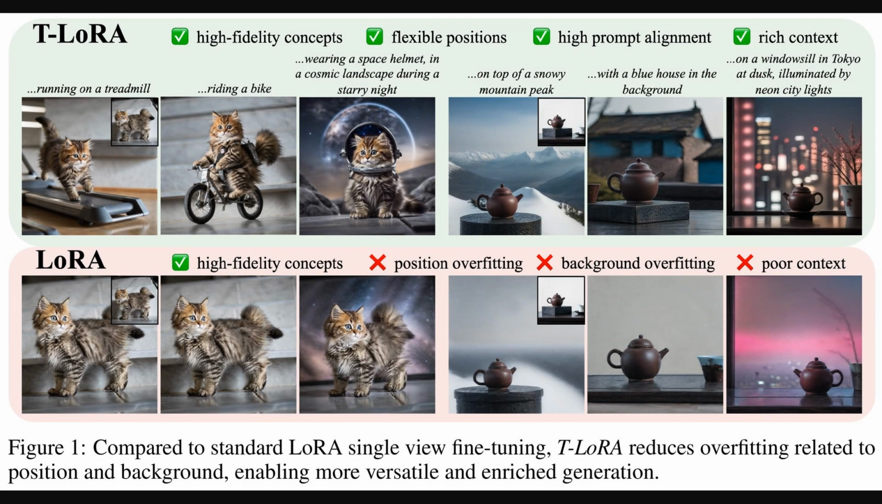Alright, and this first figure really shows the practical difference. It compares their T-LoRA method to standard LoRA. Now LoRA, which stands for low rank adaptation, is a popular technique for efficiently fine-tuning a model on a new concept, but with just one training image, standard LoRA often overfits. You can see this in the bottom row. The model learns the cat, but it's stuck in the same pose every time. In contrast, the top row shows T-LoRA completely avoids this, creating flexible images of the same cat riding a bike or in a space helmet, perfectly matching the prompt.